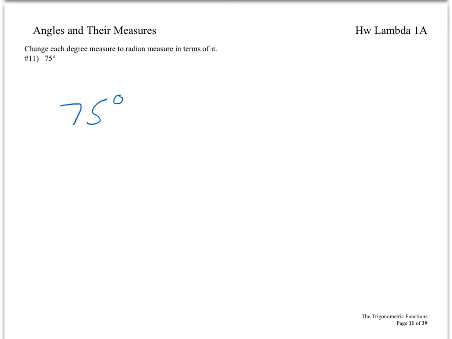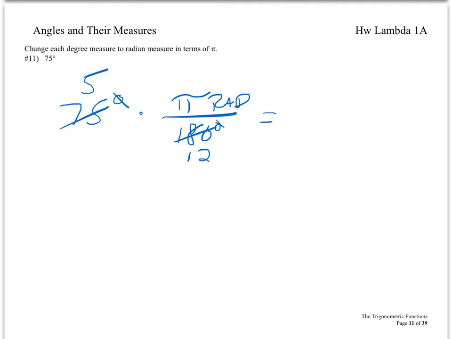Change the degree measure to radian measure in terms of pi. So we're going to multiply this by pi radians over 180 degrees, because pi radians is equal to 180 degrees. We can divide both 75 and 180 by 5. Better than that, we can divide them both by 15. 75 divided by 15 is 5. 180 divided by 15 is 12. You can divide degrees by degrees. You end up with 5 pi radians over 12.